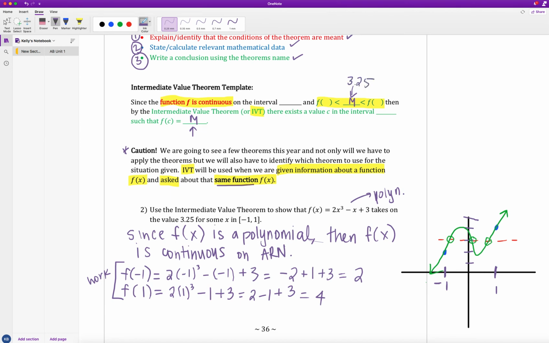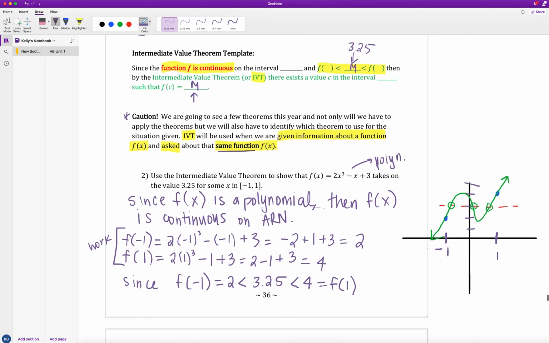So I want to start with the value that is smaller than, which would be f of -1. So as I continue on our statement, since f of -1, which is equal to 2, if you would like to write that down for your memory, that is less than that 3.25 value that we were looking at, which is less than 4, which is equal to that f of 1 value.